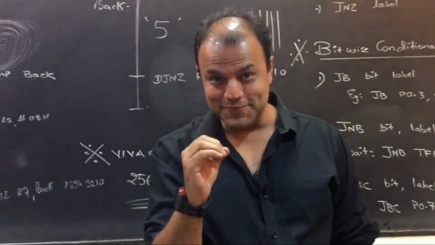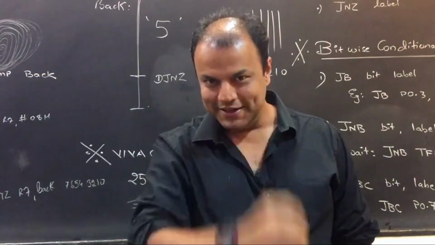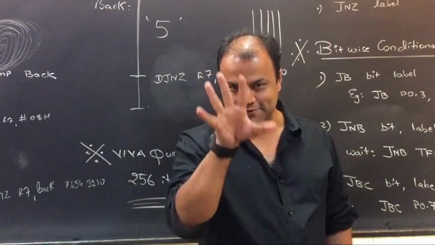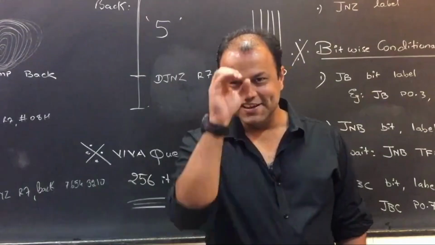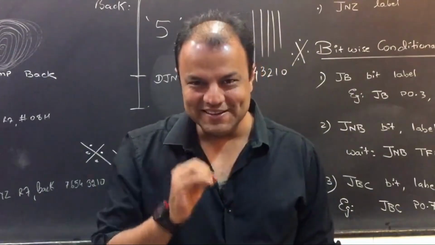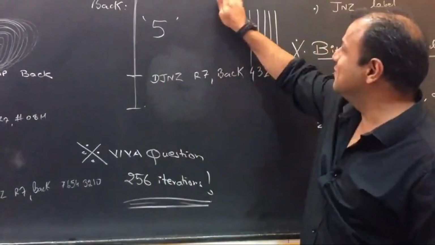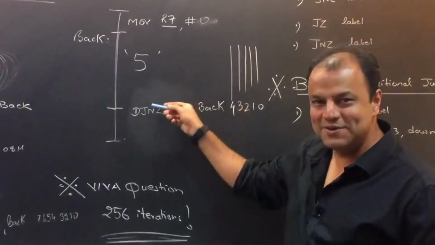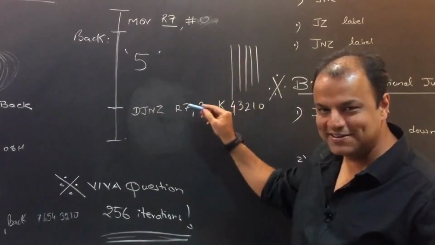Unbelievable, but true. Initialize your R7 with the value 0. If you give a count of 5, you get 5 iterations. If you give a count of 3, you get 3 iterations. If you give a count of 0, will you get 0 iterations? No. How can you get 0 iterations? You've given a count of 0, you are still doing 1 iteration. Before you do any check, you're still doing 1 iteration. So your 1 iteration is over.